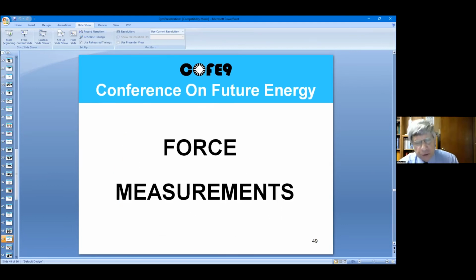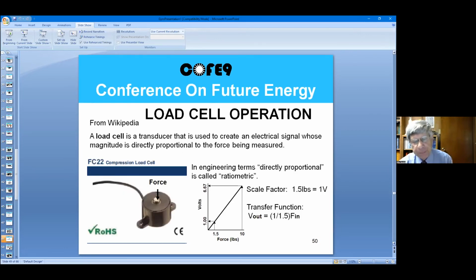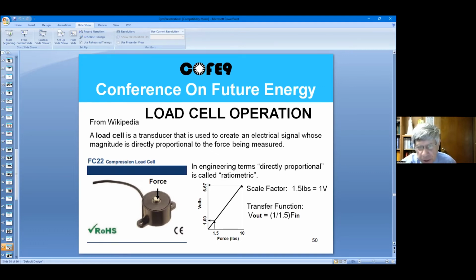Then we'll go over here to the force measurements. This was the reason I had to change from horizontal to vertical. I use what's called a load cell, which measures compression load, and it converts that to an electrical signal. The scaling is 10 pounds maximum, so 1.5 pounds equals 1 volt. The problem is it only measures in a compression mode, so any force in the X direction wouldn't apply.